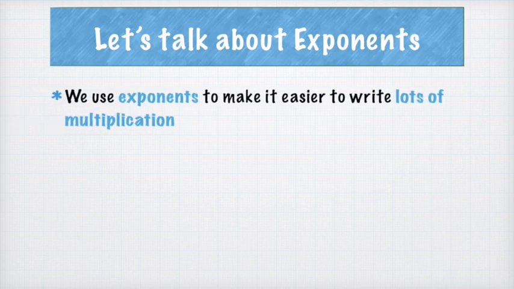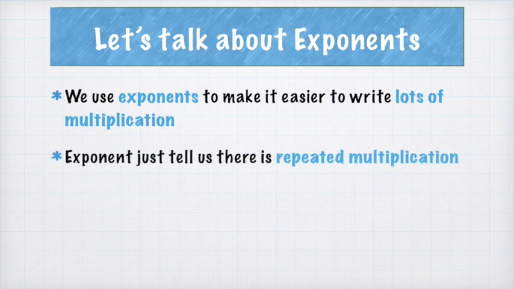We use exponents to make our life easier and write a lot of multiplication. It's basically because we're lazy and we need an easier shorthand to write lots and lots of multiplication. They just tell us that there is a repeated multiplication going on. So we have this guy down here, which is 3 times 3 times 3 times 3. Now that's just a mouthful altogether, but we can write it as 3 to the 4th, and it means the exact same thing. It saves a lot of space, and it keeps us from spending all of our days talking about multiplication.